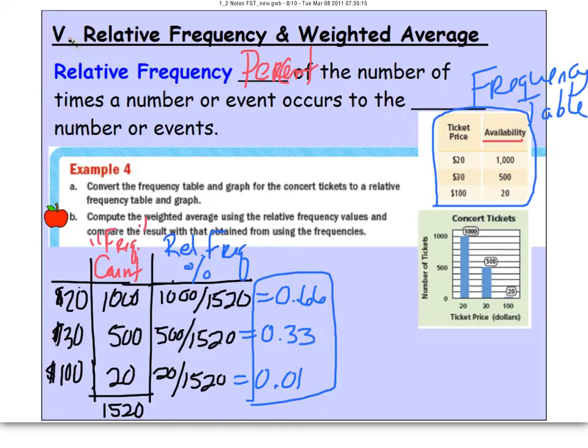They mean the same thing. The decimal here again is 66%. We'll just keep it at that. So if you did that, it'd be that as a percent. This is a 33%, and this is a 1%.